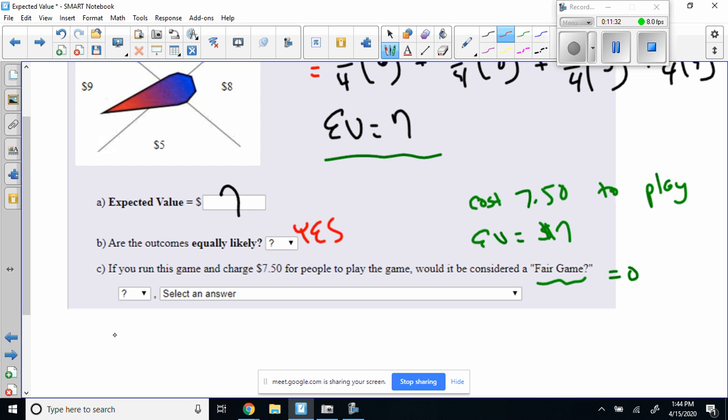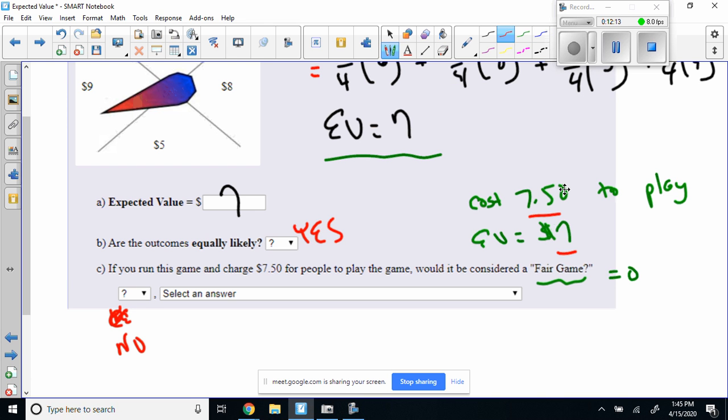Now, I think this first one is, wait. It's either a yes or a no, right? And for this, it's no, because my expected value is 7. It costs $7.50 to play, right? Now, why is it no? Because the cost to play is greater than the expected value. I could have put the expected value is less than the cost to play, right?